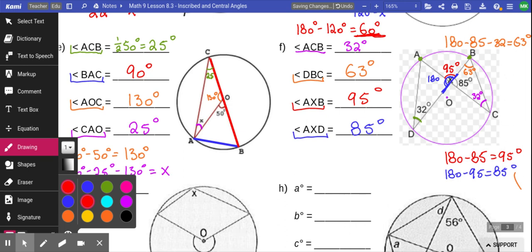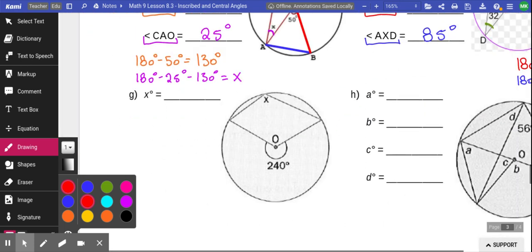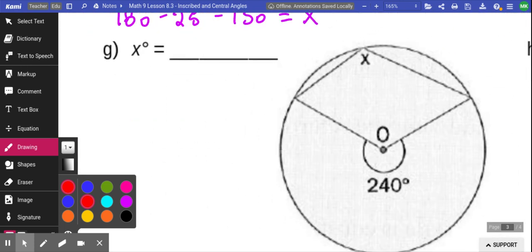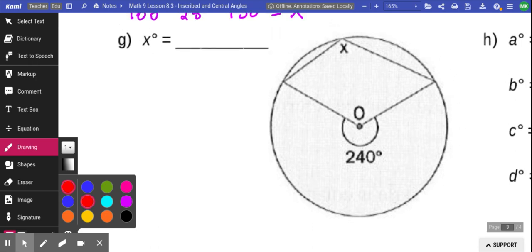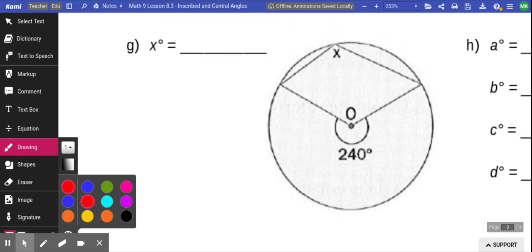Cool. There are other ways to do questions. So if you're looking at this and you're like, oh, but you have an inscribed angle right here, and you do something else and you get the same answer, that's fine. You can do that, and that works perfect. Okay, over here, angle X. Oof, this is going to be a hard one.